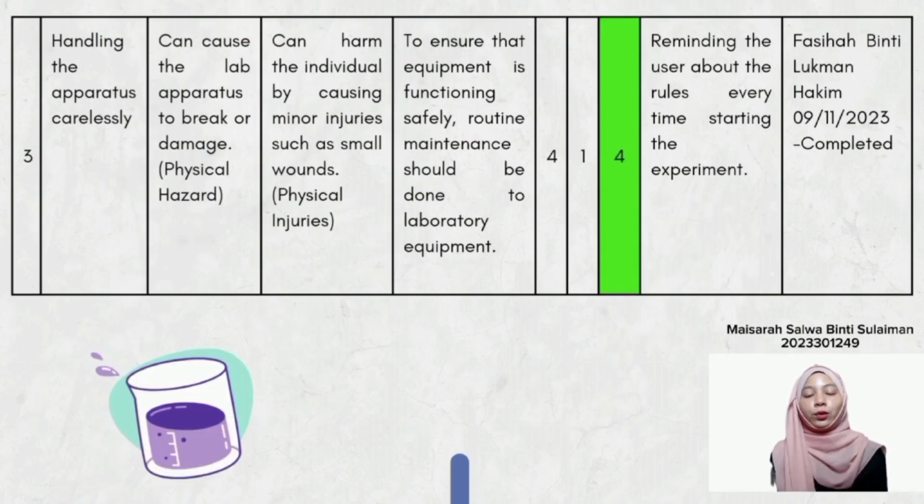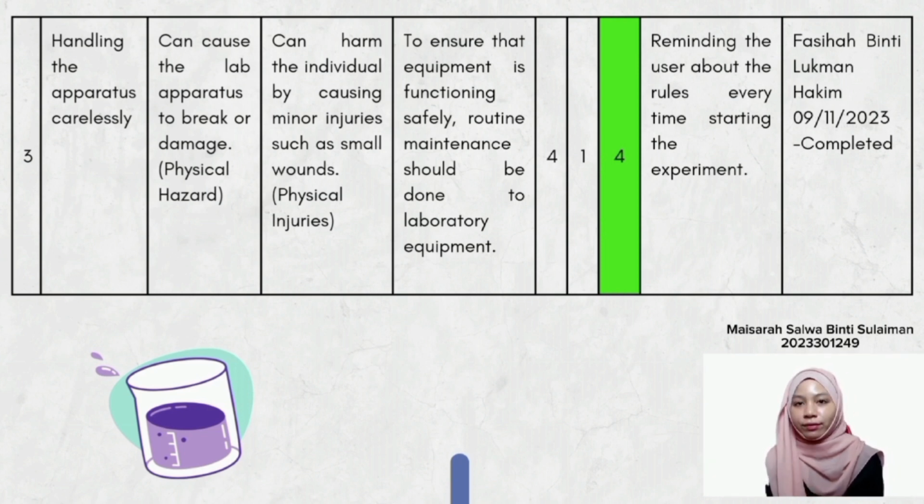For activity 3, the work activity is handling the apparatus carelessly, which can cause the lab apparatus to break or damage. The effect of this activity is that it can harm the individual by causing minor injuries such as small cuts. The existing risk control is ensuring the equipment is functioning, safe to use, and routine maintenance. The likelihood of risk is 4 and the severity is 1, hence the risk value is 4, which is low risk level. Reminding the user about the rules every time before starting the experiment may control the hazard. This risk control is completed by Fasiha binti Luk Hakim on 9 November 2023.